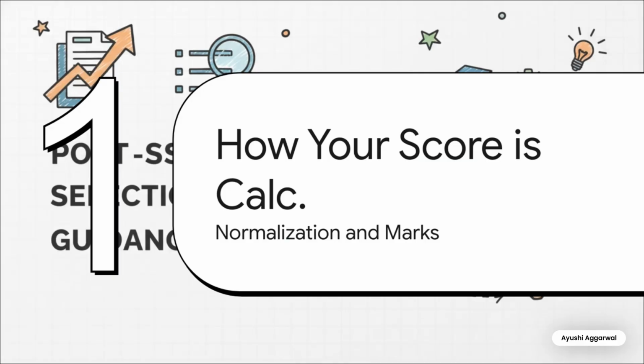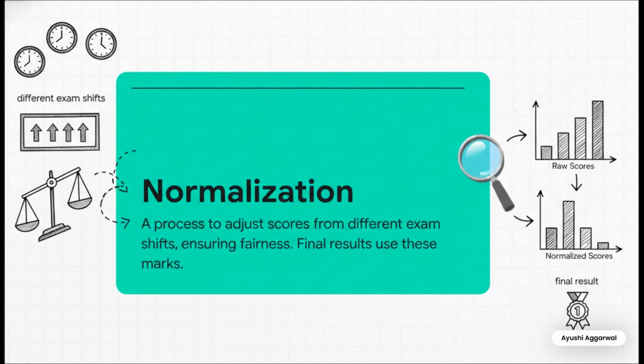I'm sure a lot of you are wondering, how exactly was my final score calculated? So let's dive into the process, according to the notice, so there's absolutely no confusion left. You know, Para 3 of the notice mentions a very important term, normalization. See, when an exam happens in different shifts, the difficulty level can vary. Normalization is simply a process that SSC uses to level the playing field, adjusting scores across all shifts to ensure fairness. So the score you see is not your raw score. It's your final normalized score.